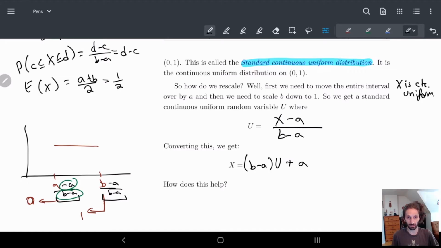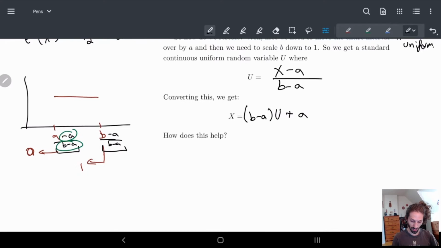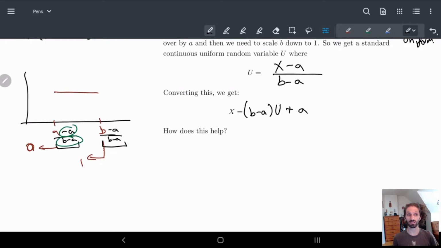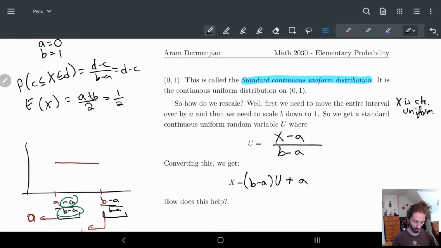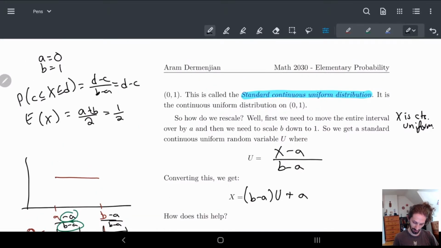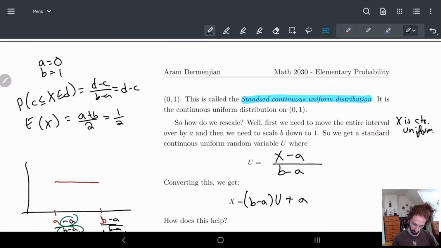And that's it. So how does this help? Where's the niceness in this? Well, we already know expected value of x. So in this case, I guess I should use u, since we're using u here. So let me put u's here so it's a little less confusing later on. So here's a u, here's a u.